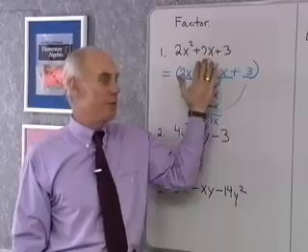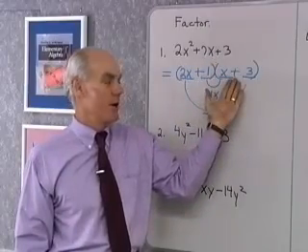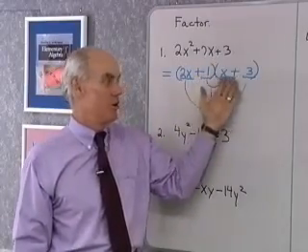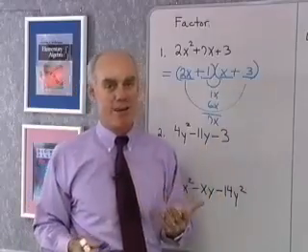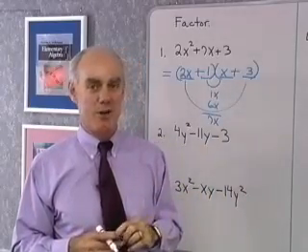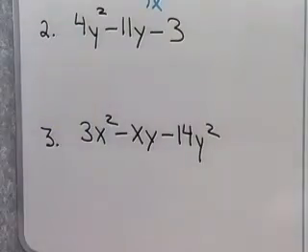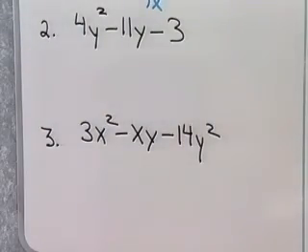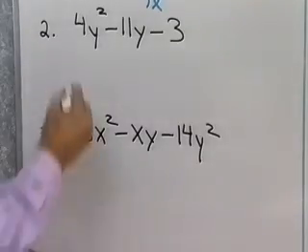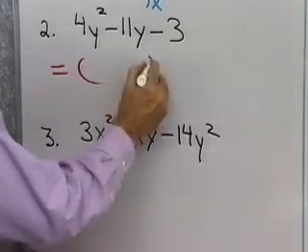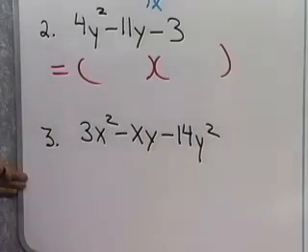Remember, if this trinomial factors into the product of these two binomials right here, that these two binomials are unique. There is no other way to factor this by writing down the product of two binomials. So this is sort of a trial and error method. Our next problem, 4y squared minus 11y minus 3. I'll do the same thing. Assume that it factors into the product of two binomials.